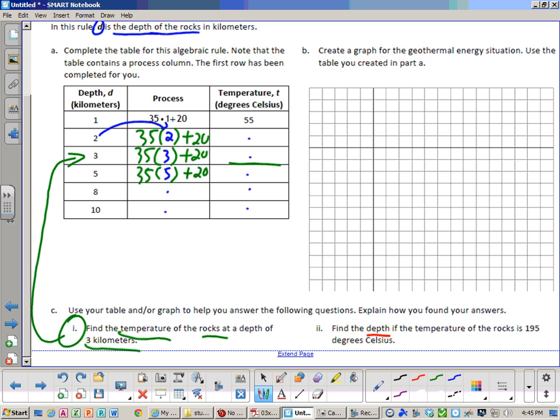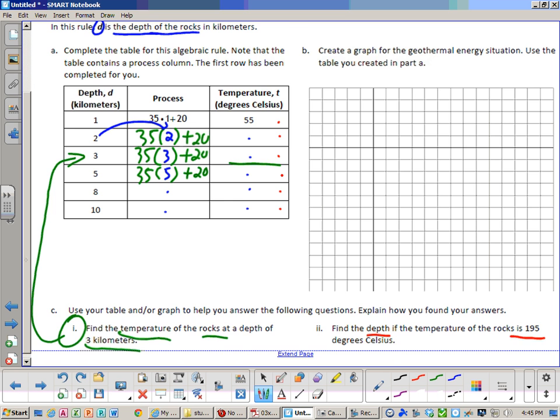Find the depth if the temperature of the rocks is 195. Ooh, that's going to be interesting. Yeah, because I don't know which one of these says 195. Maybe one of these might say 195 already. Maybe it might be a decimal. I don't know. But here's a good shortcut. Or maybe it's not. I don't know.